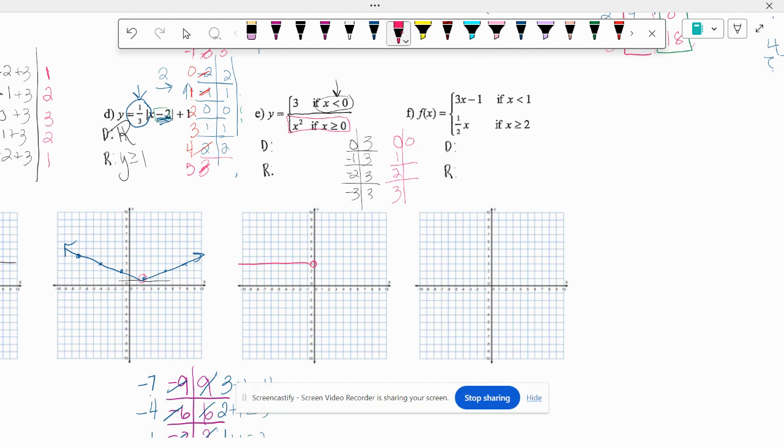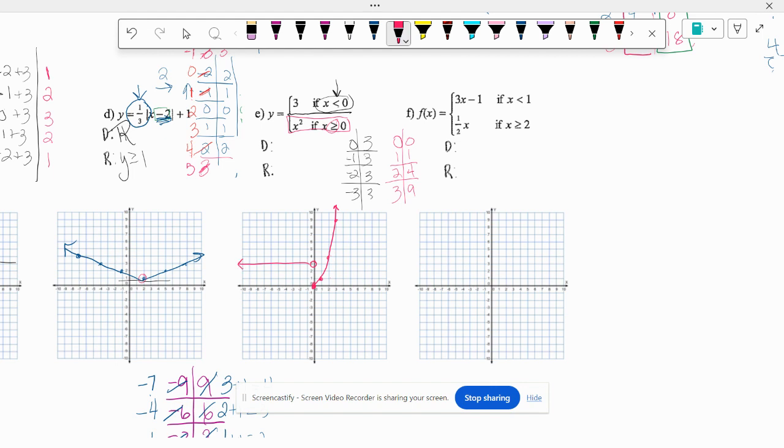0 squared is 0, 1 squared is 1, 2 squared is 4, and 3 squared is 9. So it's going to look like the right half of a parabola. So 0, this point, it's included because of the inequality greater than or equal to. So when x is 0, y is 0, x is 1, y is 1, x is 2, y is 4, x is 3, y is 9. So this graph looks like this.